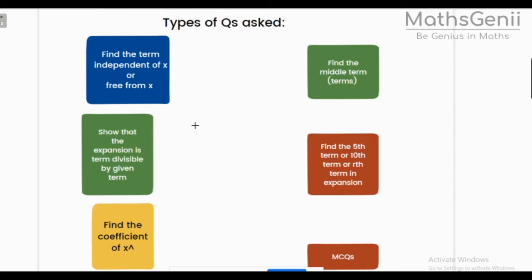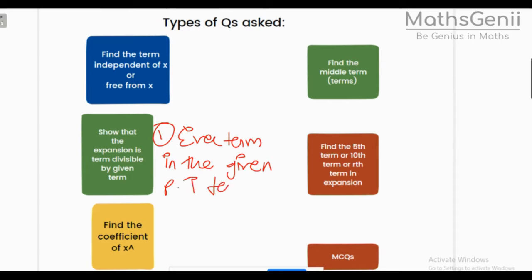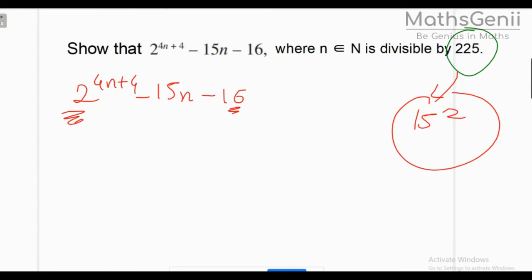So for such questions, the first step ever is to write every term in the given prove-that term form. Now you will know what I'm saying. Every term I'm going to write in terms of 15. This 2 I'm going to convert in 15. This 16 also I will convert in 15. Now let's see how I am able to do it.